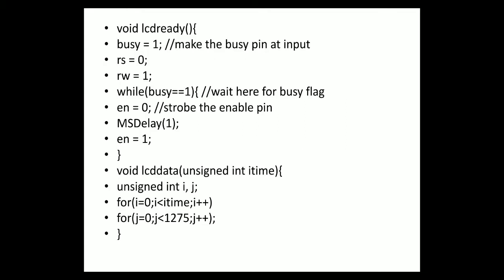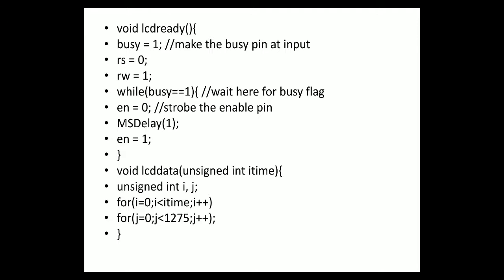So let us focus on the first one. LCD ready. How do we check this LCD ready function? Whenever this function is called, the program will jump here. Now, what does it do? First, it will make busy flag as 1. This is one of the busy input pins used for LCD, which is already connected in the hardware. So we are verifying that particular pin, whether it is 1. We are assigning it to become 1.